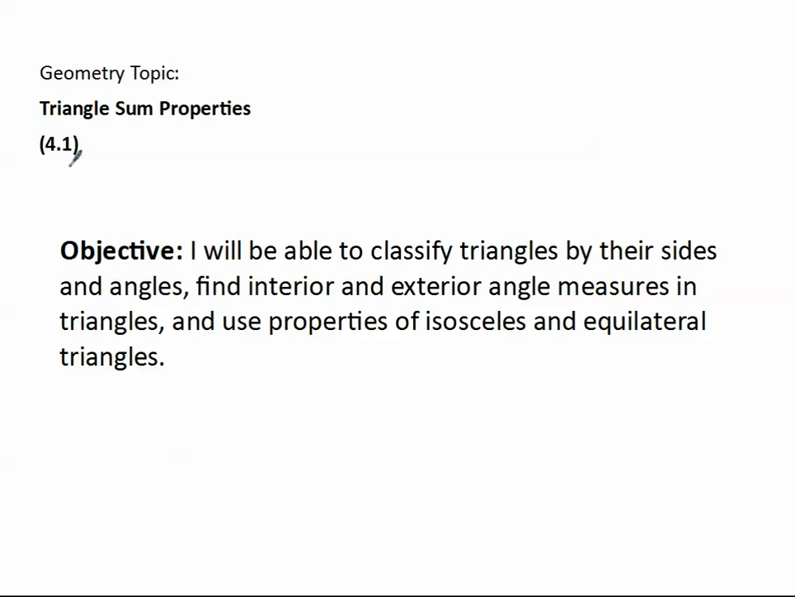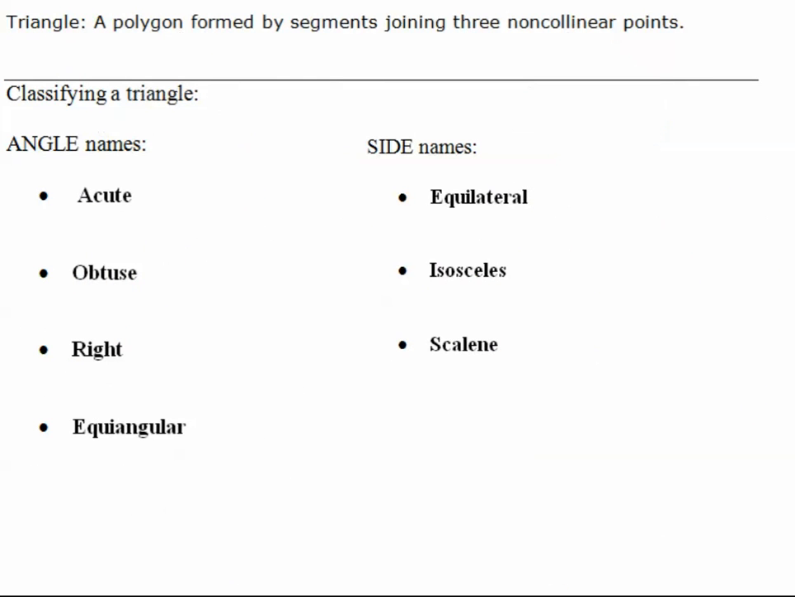In section 4.1, the objective is to be able to classify triangles by their sides and angles, find interior and exterior angle measures in triangles, and use properties of isosceles and equilateral triangles. A triangle is a polygon formed by segments joining three non-collinear points. Remember, non-collinear means not in one line. So if I make 3 points that are not in one line and then I join them with segments, I'm forming a triangle.